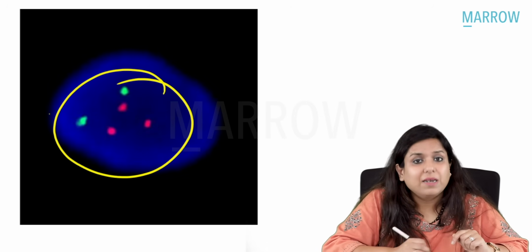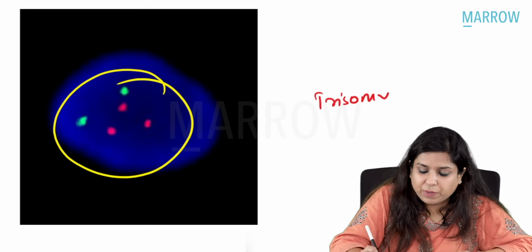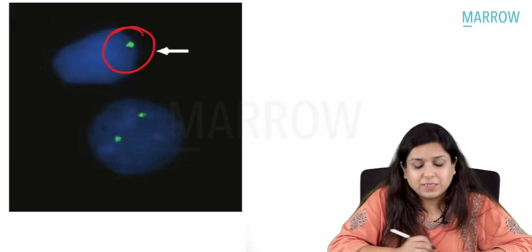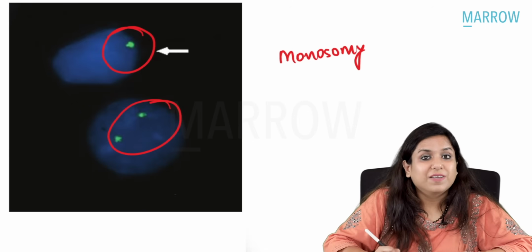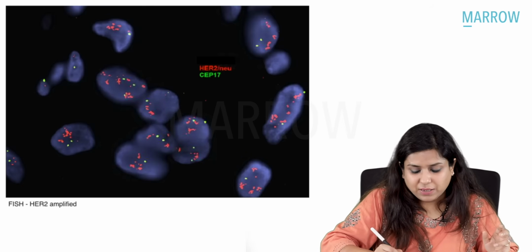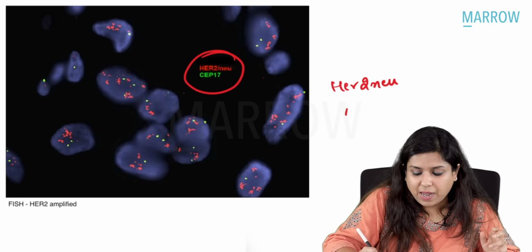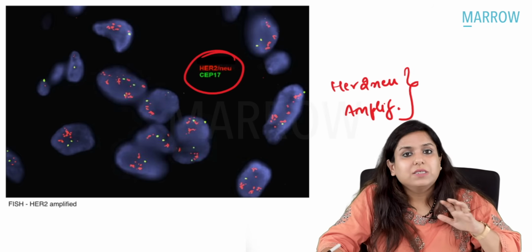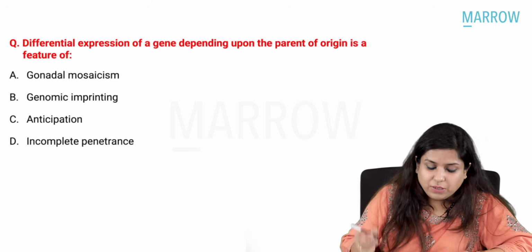Here you can see 3 red signals. So, what is this? This is basically a trisomy because I can see 3 red signals. In this image, can you see only 1 green signal? Here I have 2. So, what is this, students? This is monosomy, right? Then students, here, can you see amplification? Red signal is amplified, red is HER2/neu. So, this is called HER2/neu amplification, important in cases of breast cancers. So, this is about the FISH technique which you need to know of, right? Let's move to the next question.